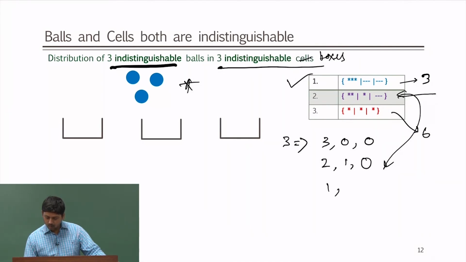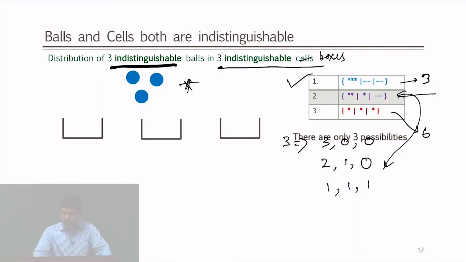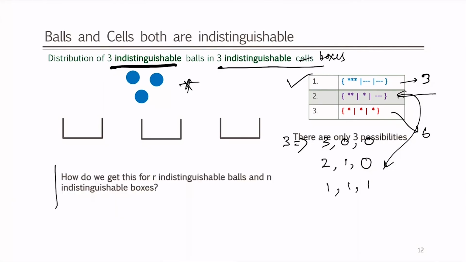or 1 1 1. Now, what will happen if I have R indistinguishable balls in N indistinguishable cells? How do we count R indistinguishable balls in N indistinguishable boxes? This is again something that I have to come back to later on, but I will just give you a glimpse of it. It is called integer partitions, partition of an integer. We will briefly discuss that, however, it is not so important for this particular course.